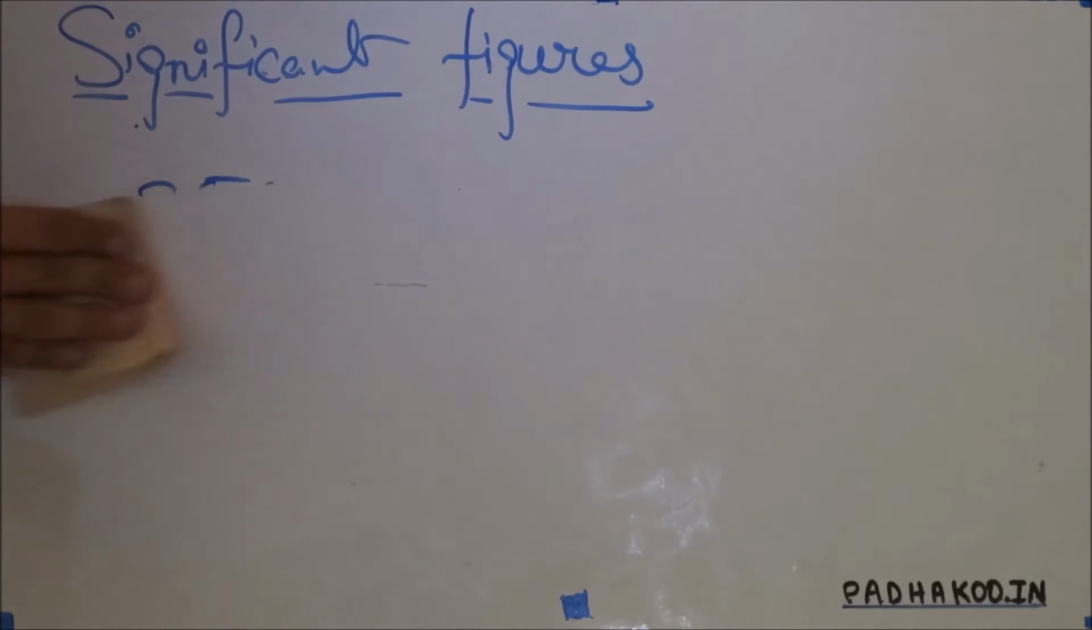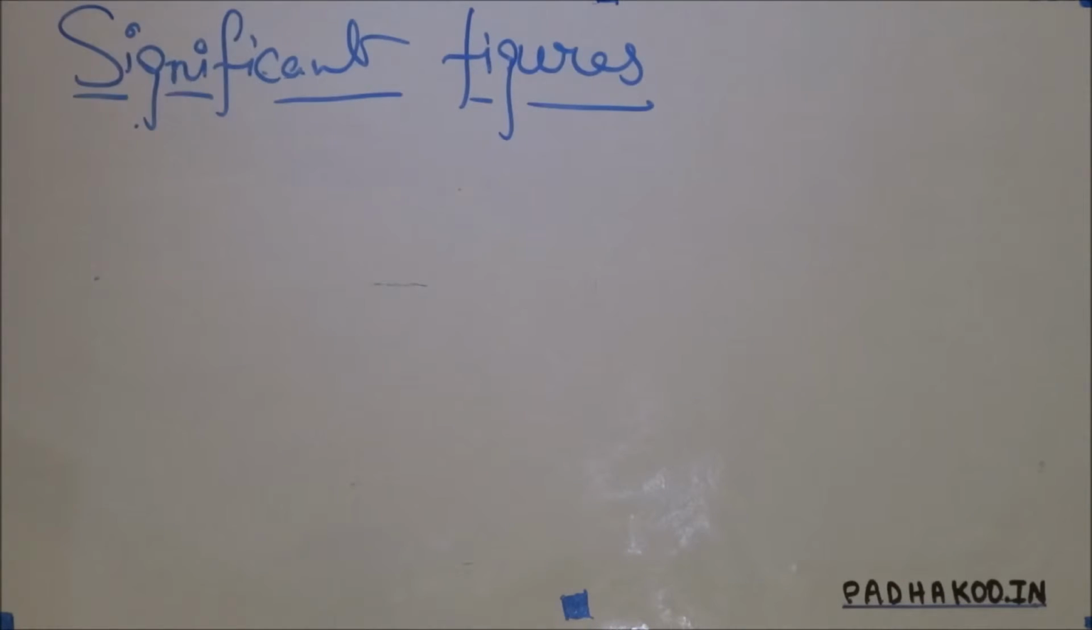Now the second one says that all the zeros preceding the first non-zero digit are not significant figures. Once again, just try to understand that all the zeros preceding the first non-zero digit are not significant figures. These only help in finding the decimal position.